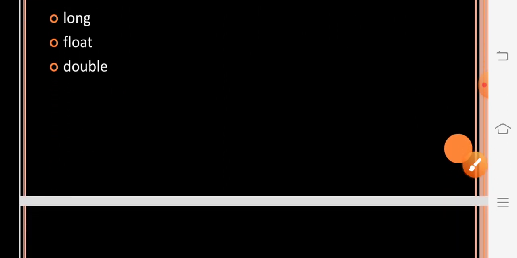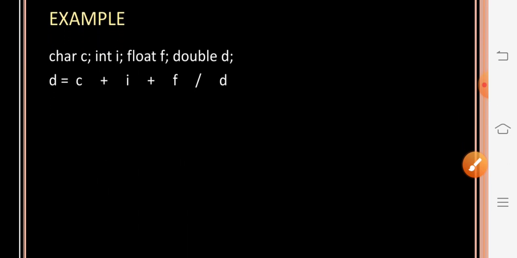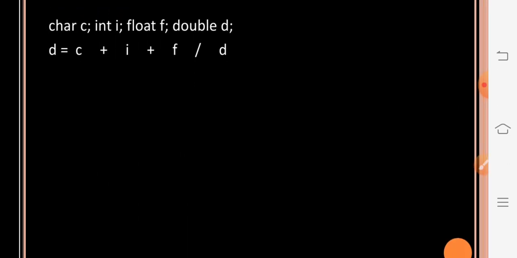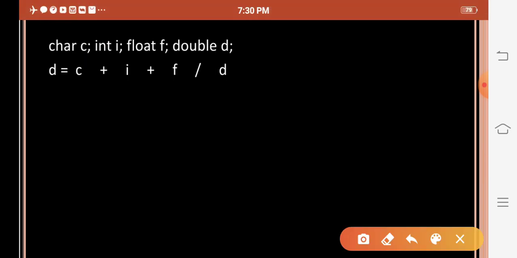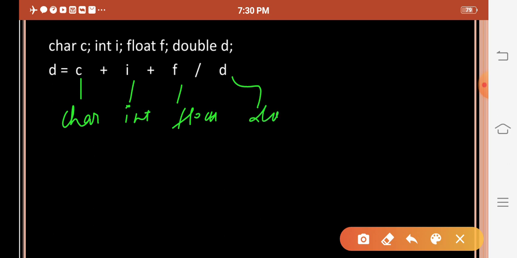Then next, one more example we are having here. char c, int i, float f, double d. Now c is of which type? Now write the data type for all, suppose. So c is of which type? Char. i integer. f float. And d double. Okay.